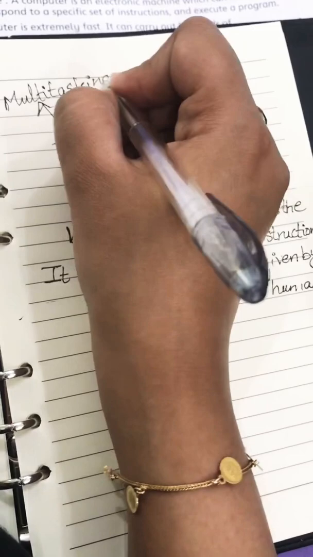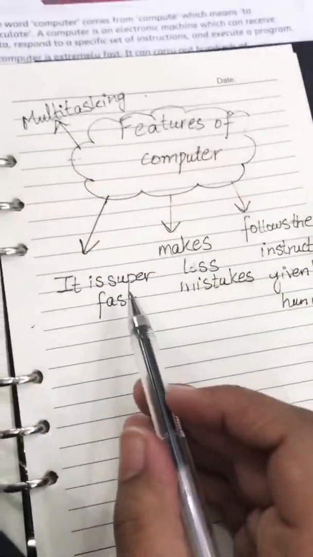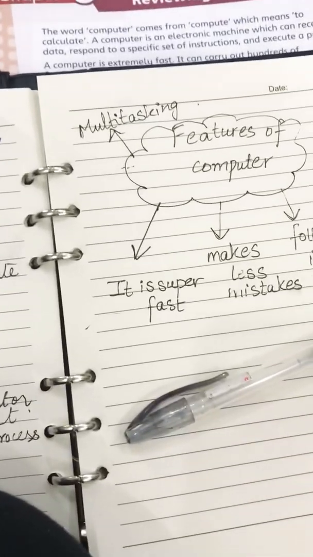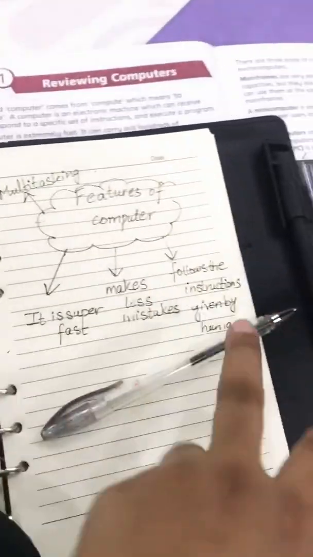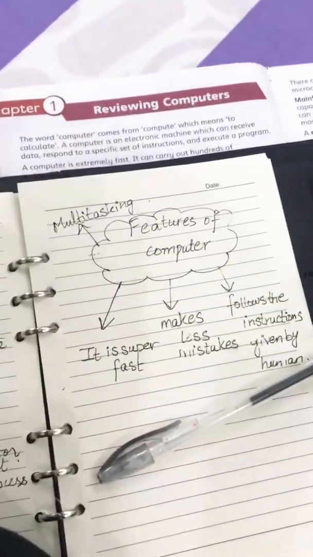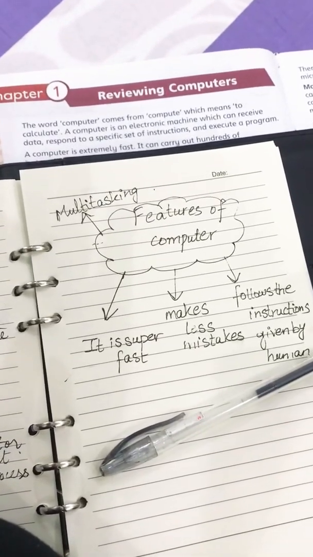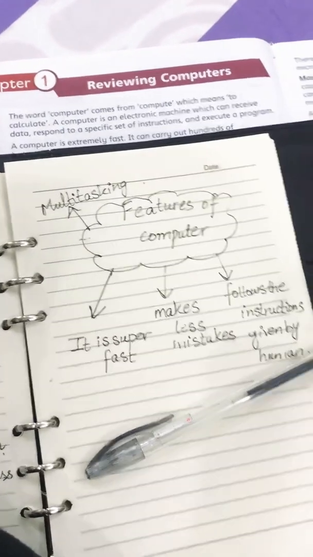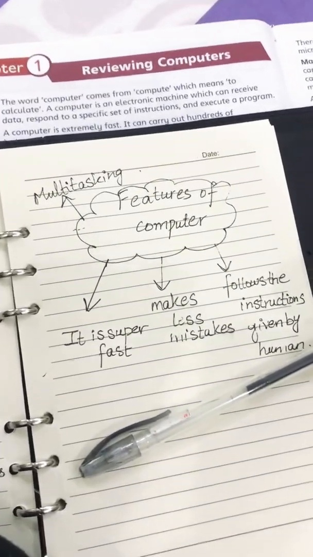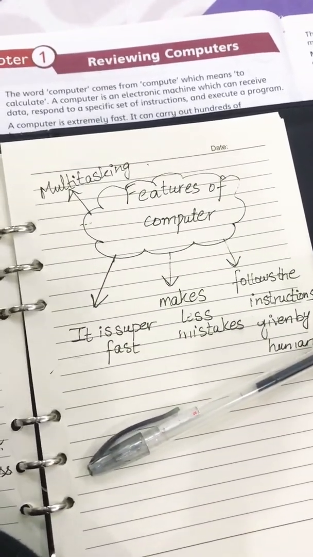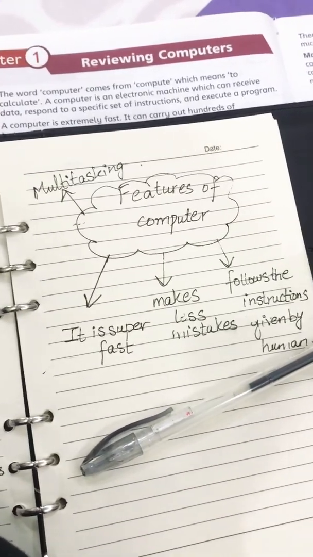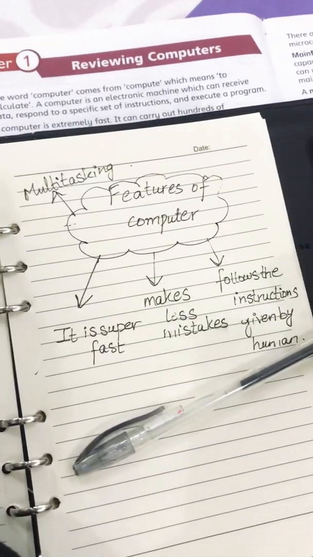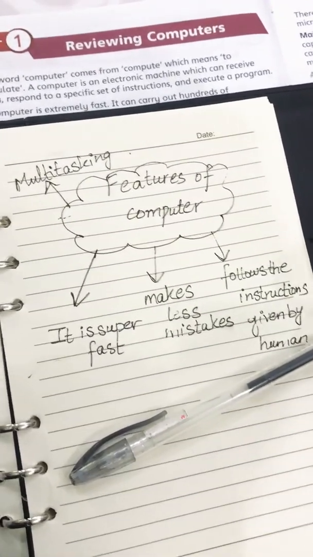Let me explain it to you. Computer is super fast, as it calculates something just in seconds. It makes less mistakes. As we being human, we can make mistakes in calculation, we can make mistakes in writing something, but computer does not make any mistake. It is very accurate. For example, if I want to add something through the calculator in the computer, it will give me an accurate result.